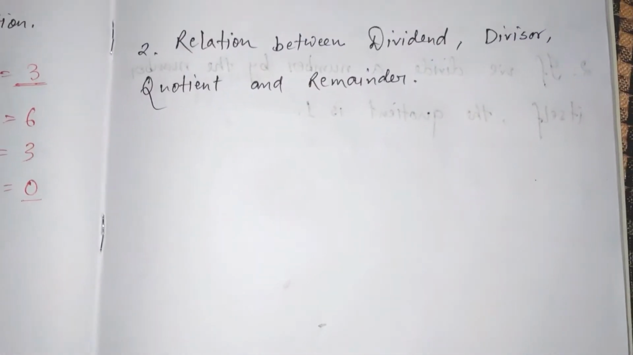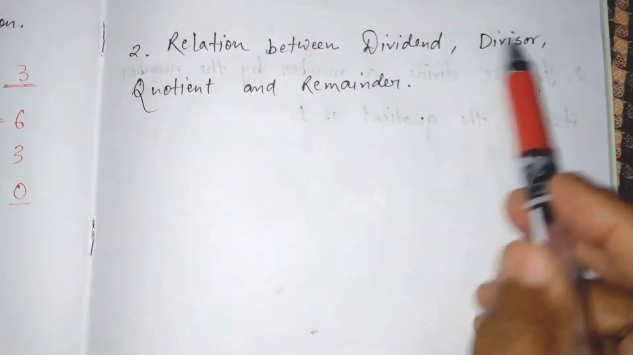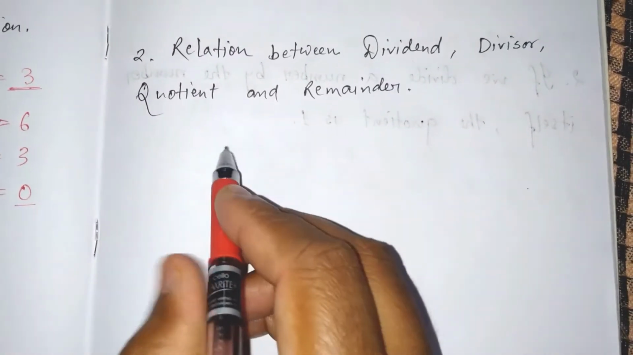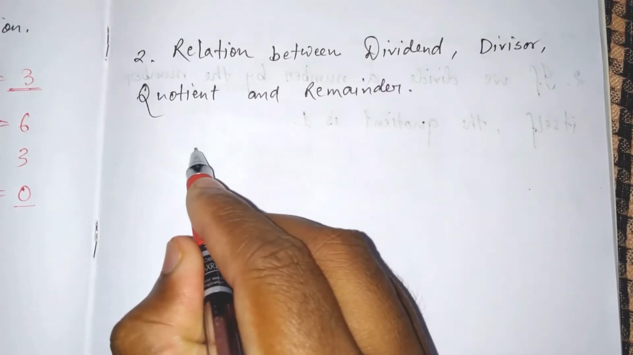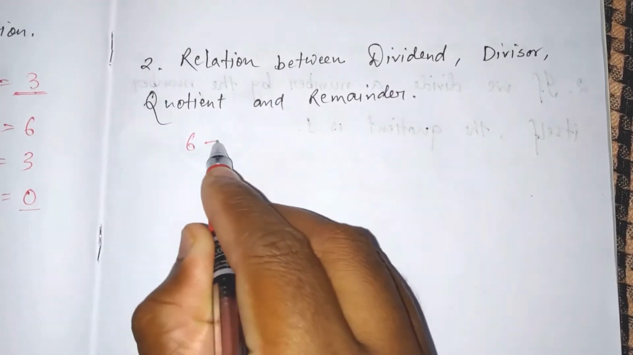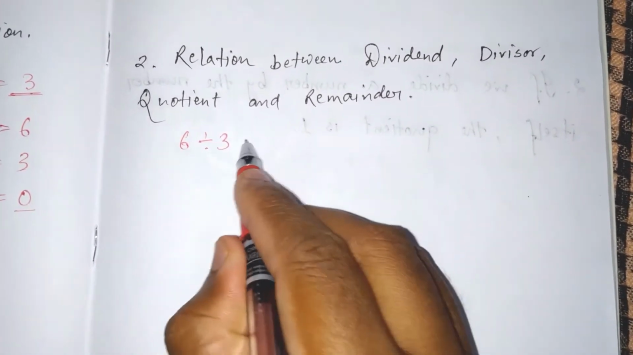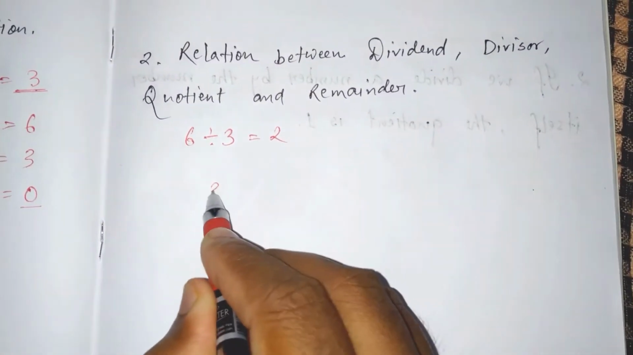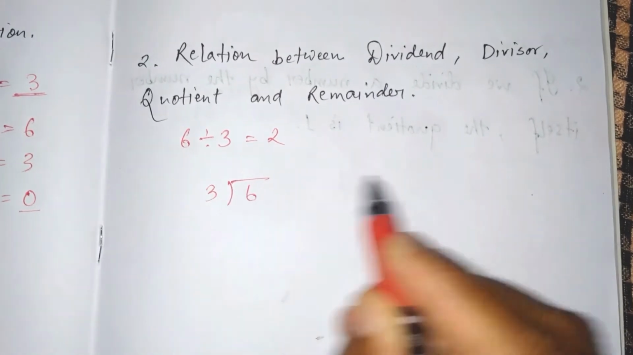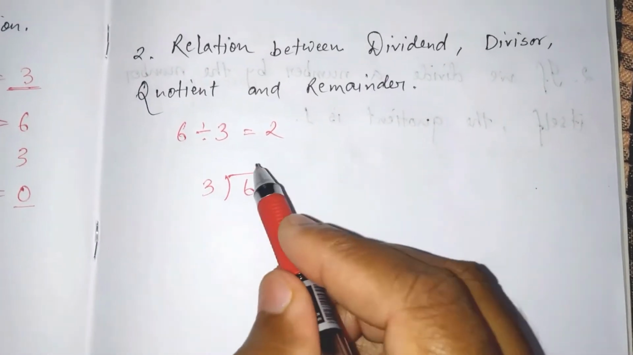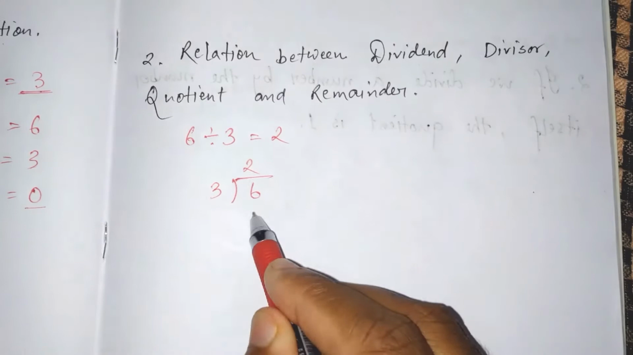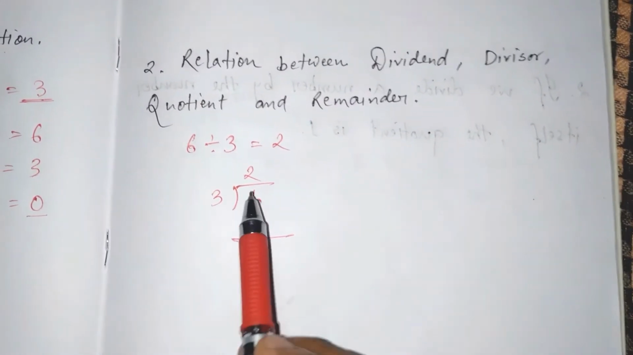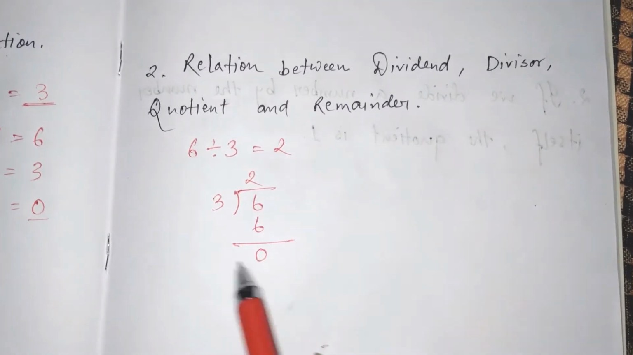Students, the relation between dividend, divisor, quotient and remainder. We know in a division, for example, if I divide 6 by 3, how much will I get? I will get 2, isn't it? So how will I do it? I will divide 6 by 3. I will write it this way. Then 3 ones are 3, 3 twos are 6. Then in the remainder it will come 0. So you see, this is a division. By this way we will divide.